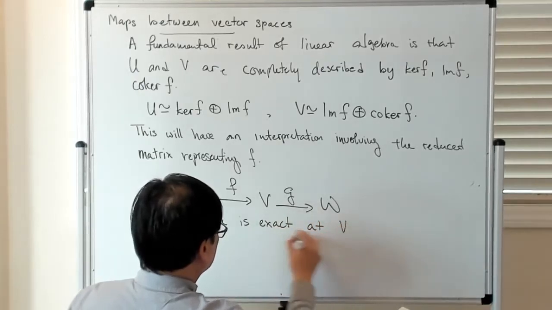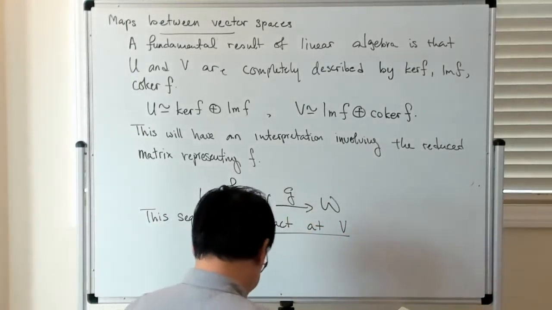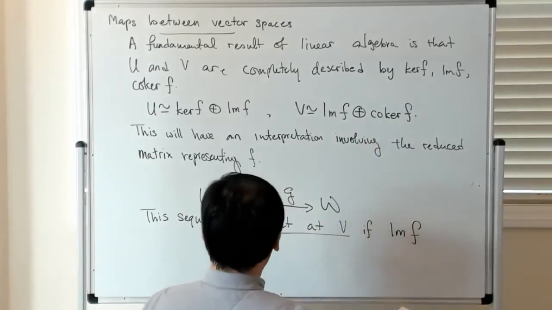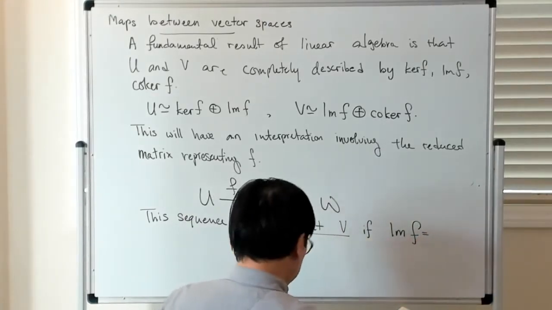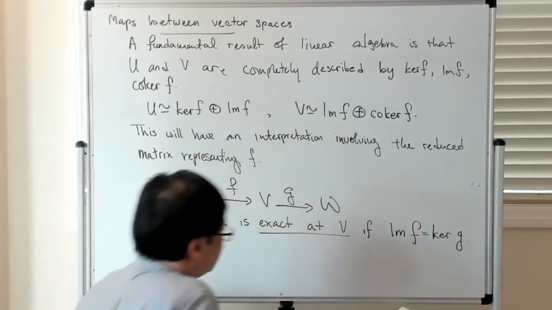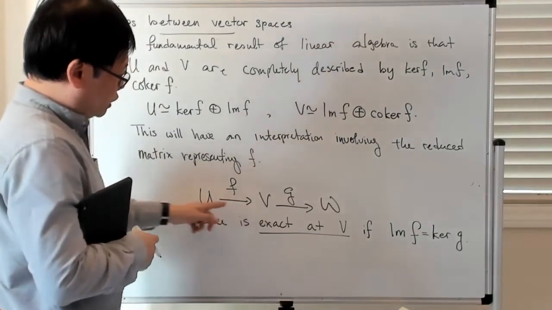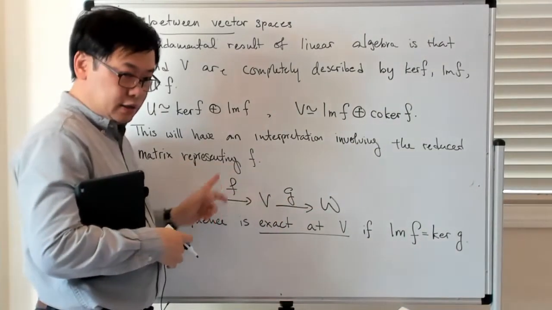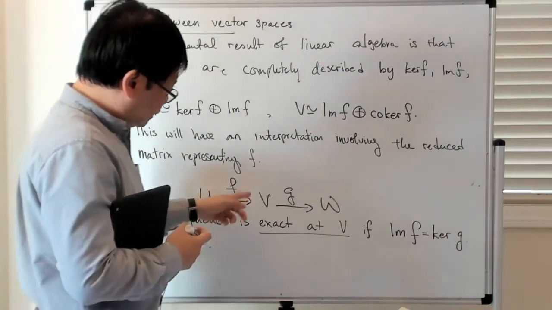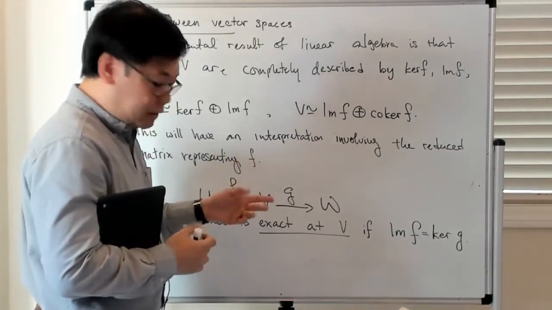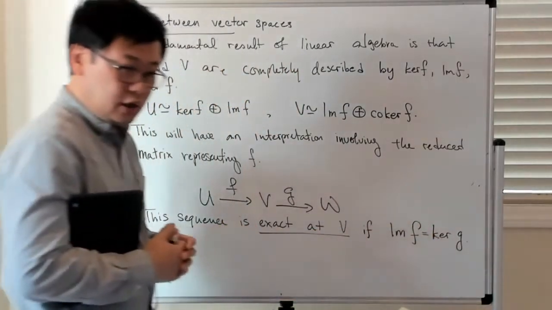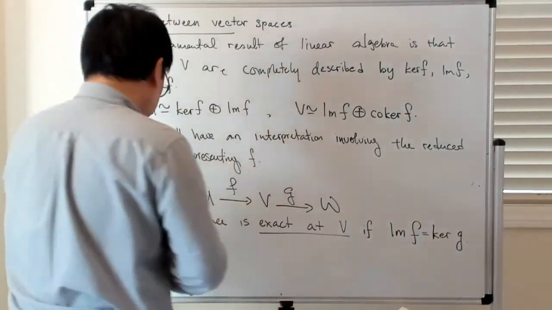At V, okay, if the image of F is equal to the kernel of G. All right, so one observation obviously is that if this was now a sequence of chain groups and the F's and G's were the corresponding boundary maps, then the condition that something being exact at this point is equivalent to saying that the corresponding homology group at that point is trivial, right? If the image of F is equal to the kernel of G, then its quotient is trivial, right?